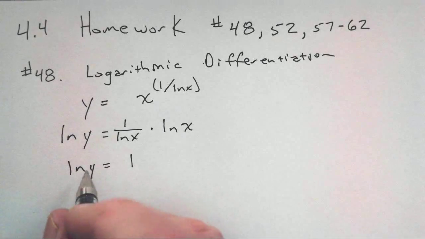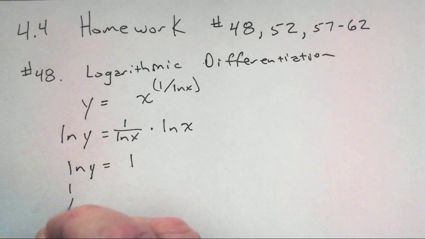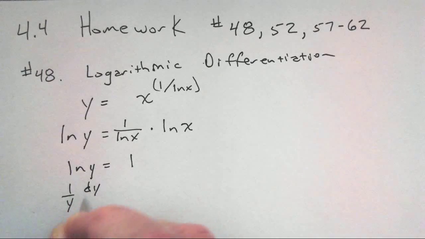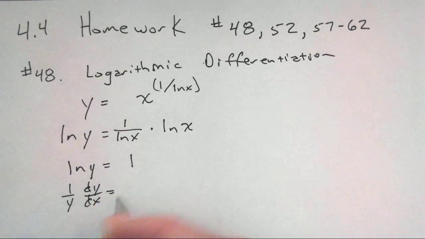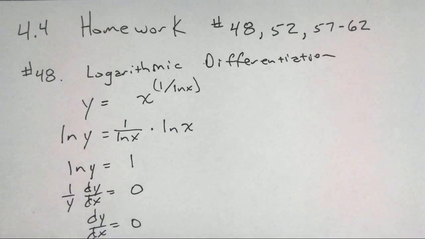Therefore, we want the derivative of this. The derivative of this would be 1 on y. I think we should see where we're headed with this one right now. dy/dx equals the derivative of 1, which is 0. Multiply both sides by y, I get dy/dx is 0, which would imply that x could be any value that we wanted it to be.